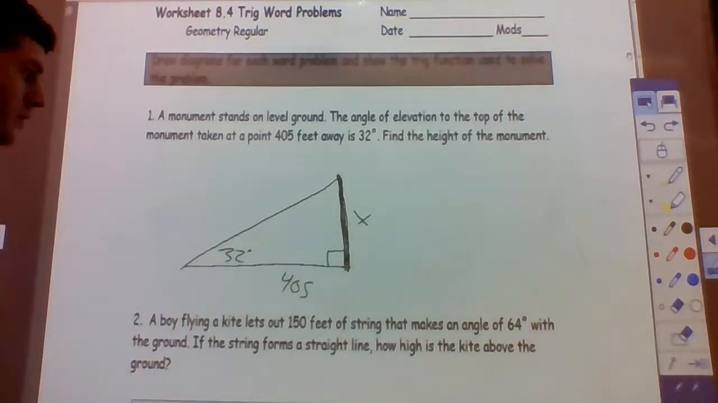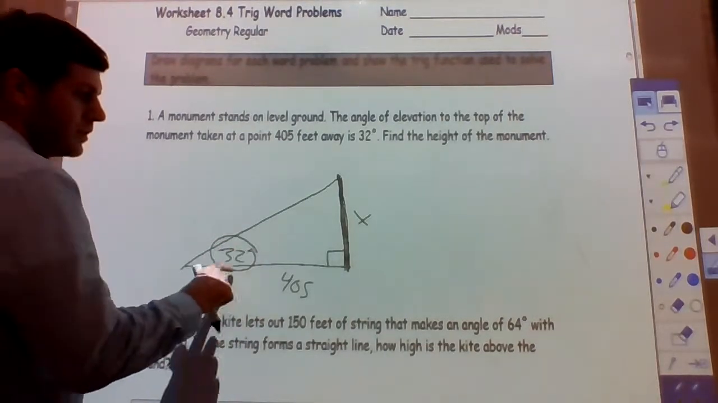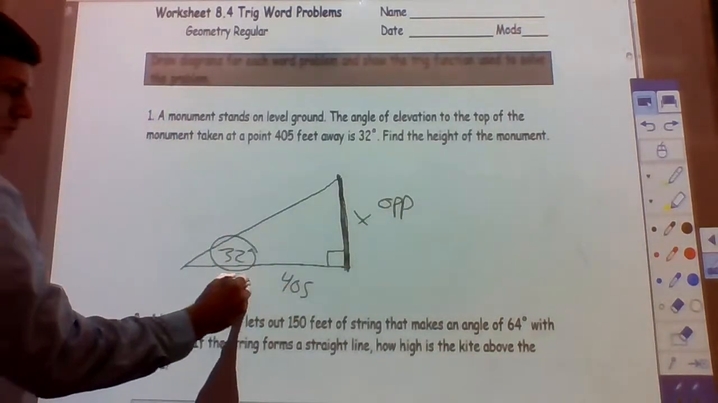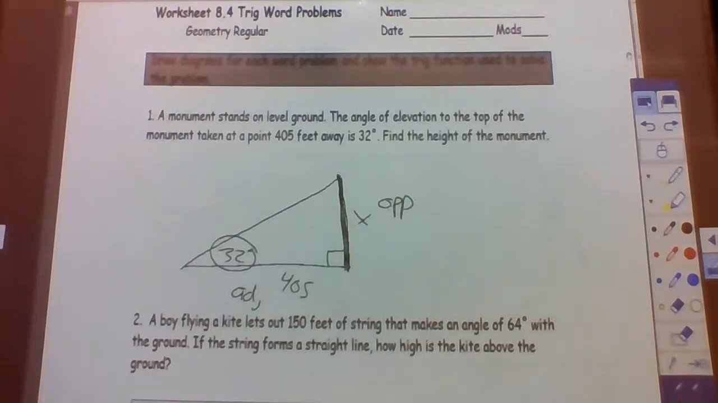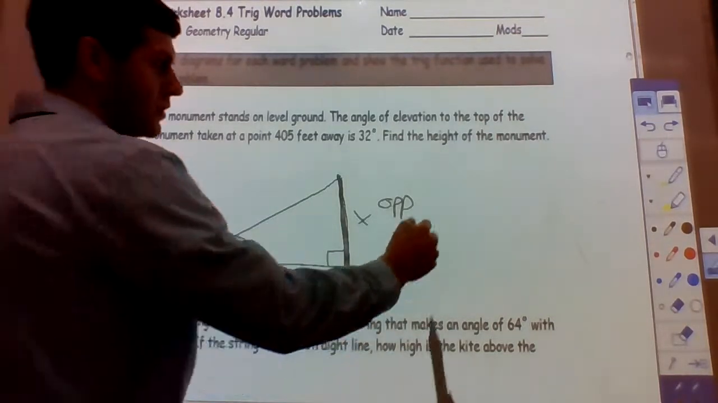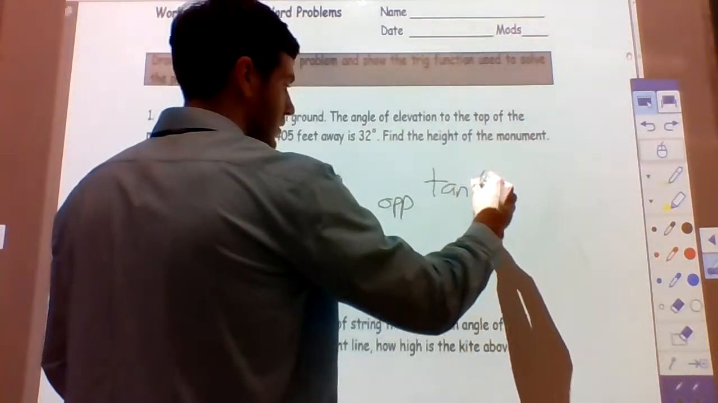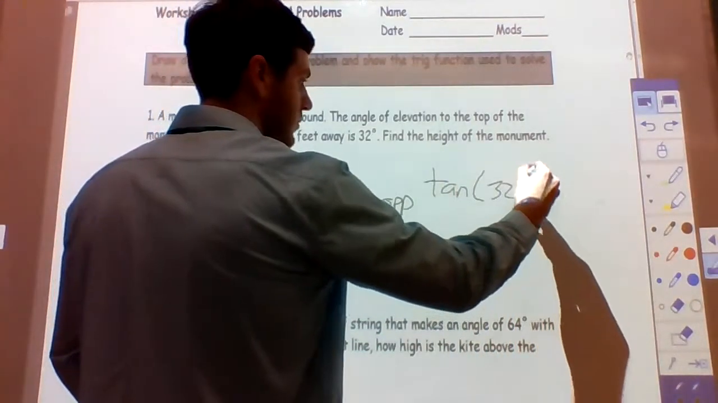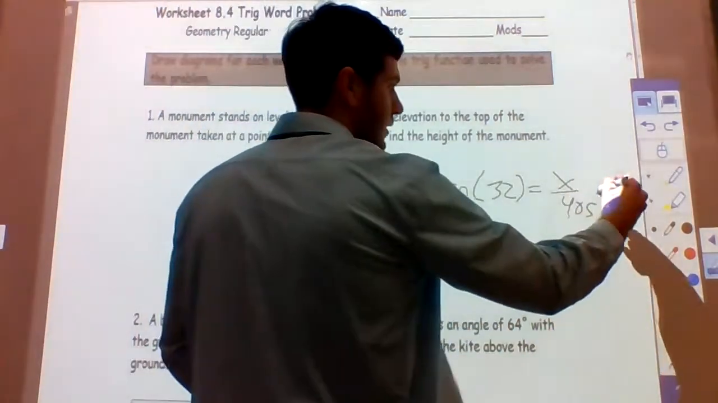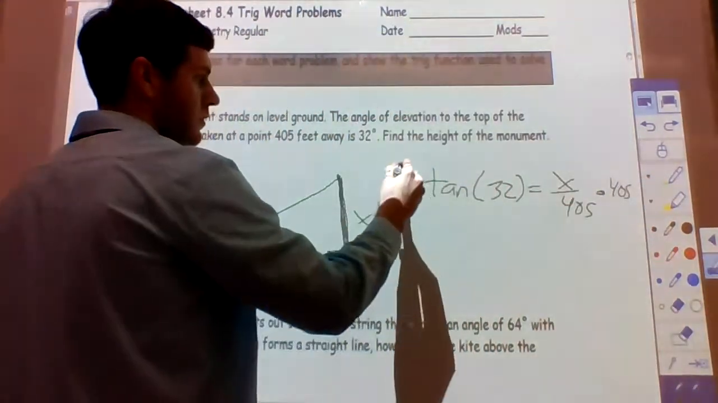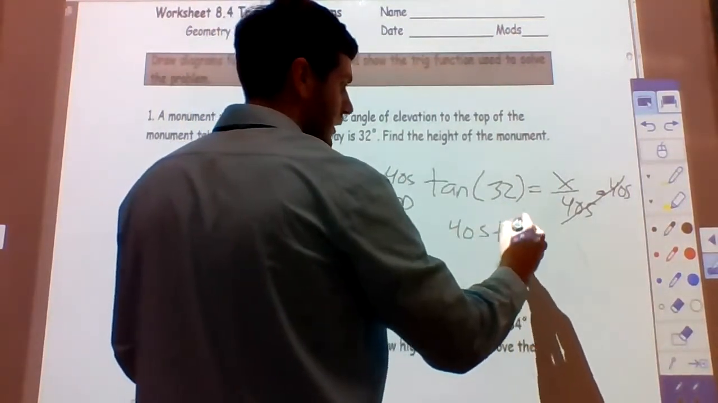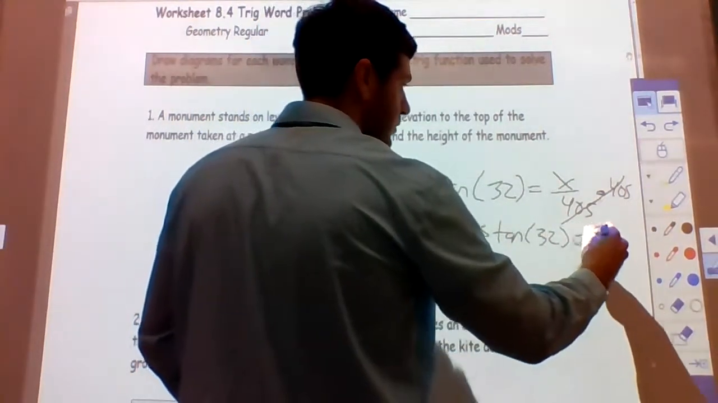First thing we want to do is label our sides. So here we're looking at 32 degrees. Across from 32 is the x, so that is opposite. 405 is next to, so that is adjacent. Okay. So opposite and adjacent, we want to use tangent. So tangent of 32 is going to equal x over 405. We have to solve for x, so we have to multiply both sides by 405. These cancel. We get 405 times the tangent of 32 equals x.